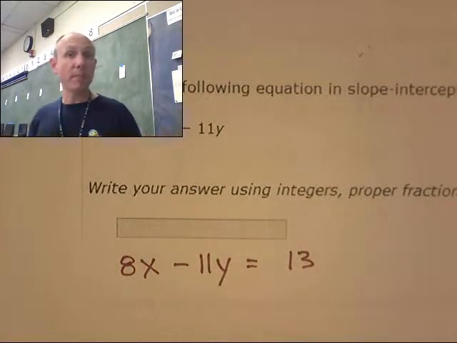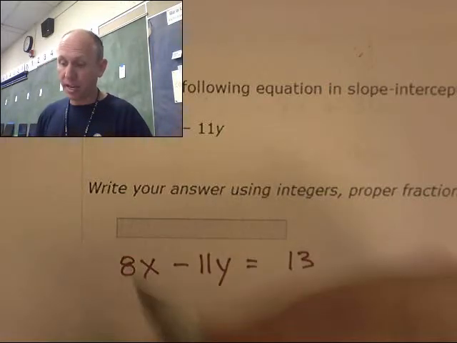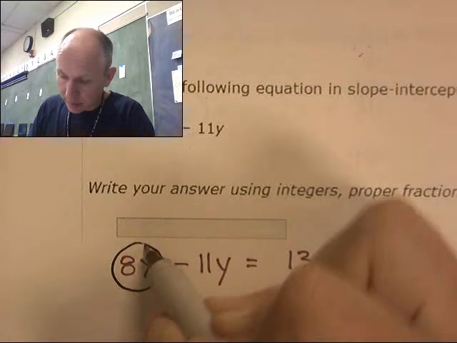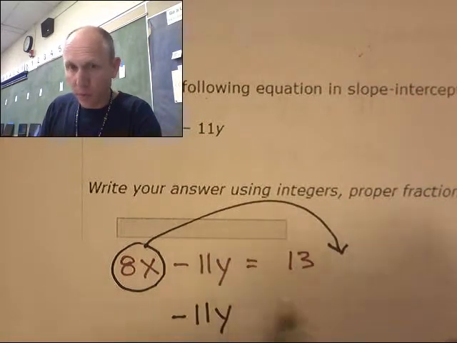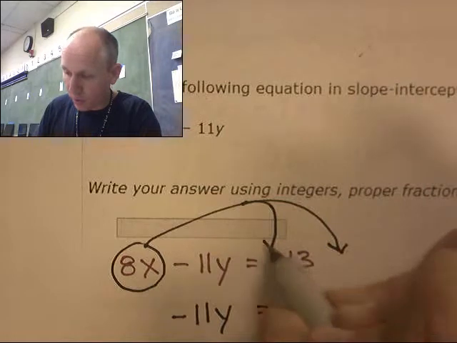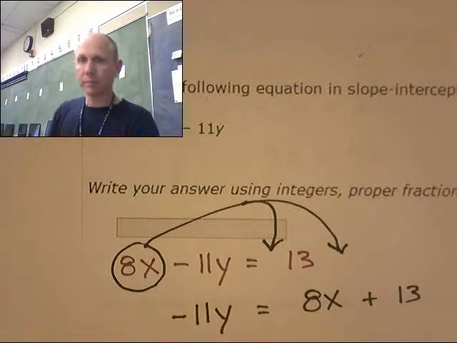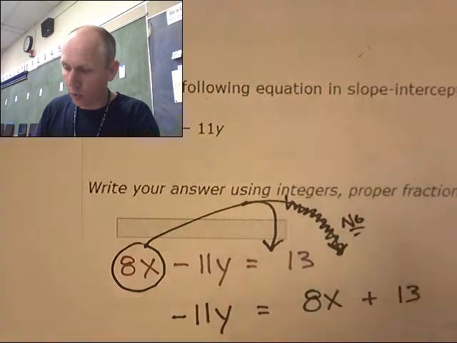So who do I need to pick up and move? I want y by itself, so I need to pick up that 8x, drop it over here. Negative 11y equals negative 8x plus 13. Sorry, this is an error.